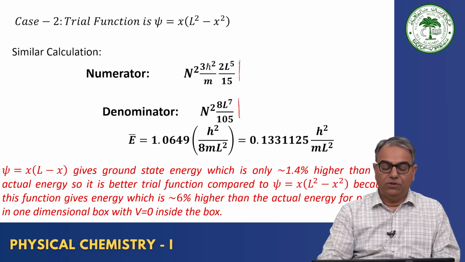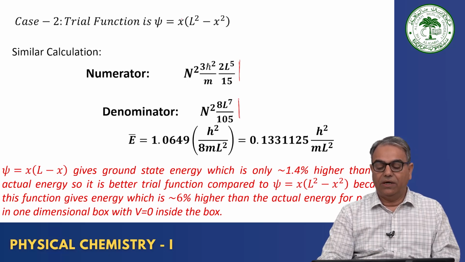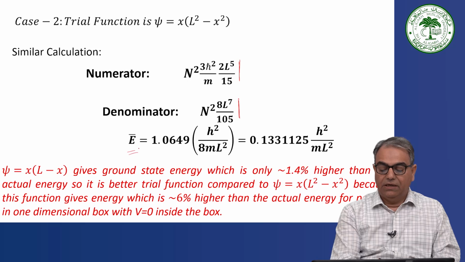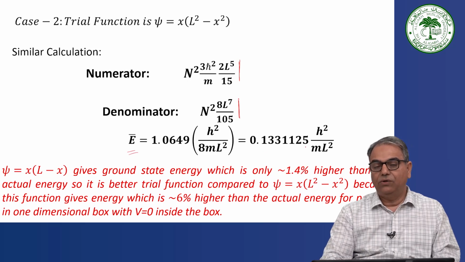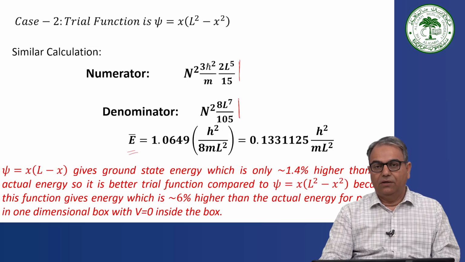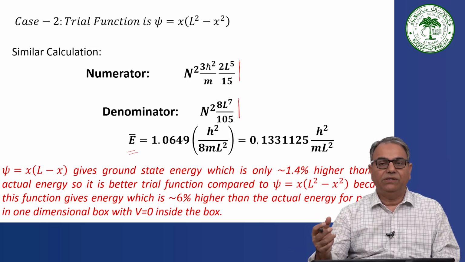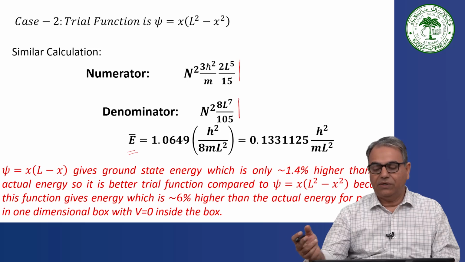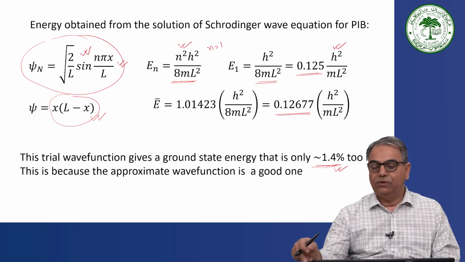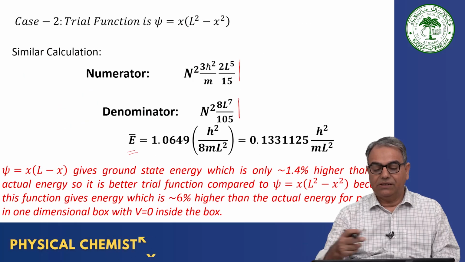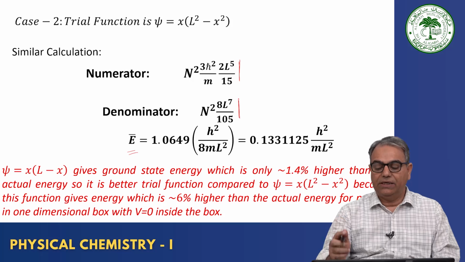When you use this x into L square minus x square and you find the energy, it is 0.1331125 h square divided by m square. Initially the actual value was 0.125 h square divided by m square. Then with x into L minus x we got an energy equal to 0.12677, and with x into L square minus x square you get an energy equal to 0.133.